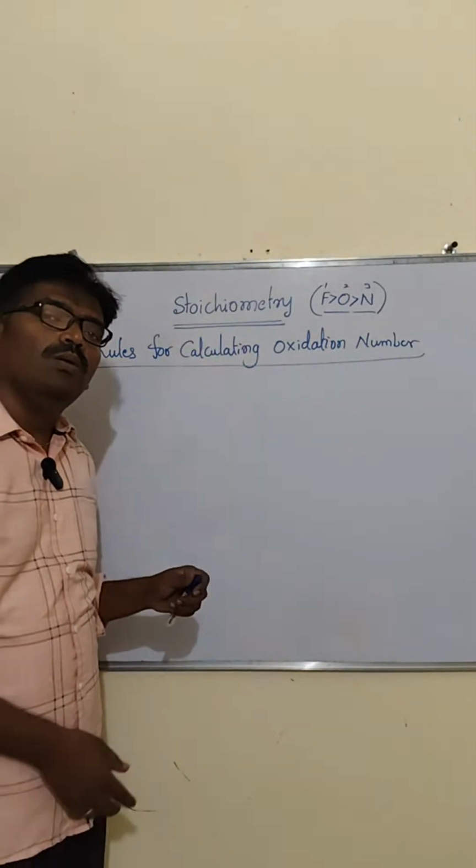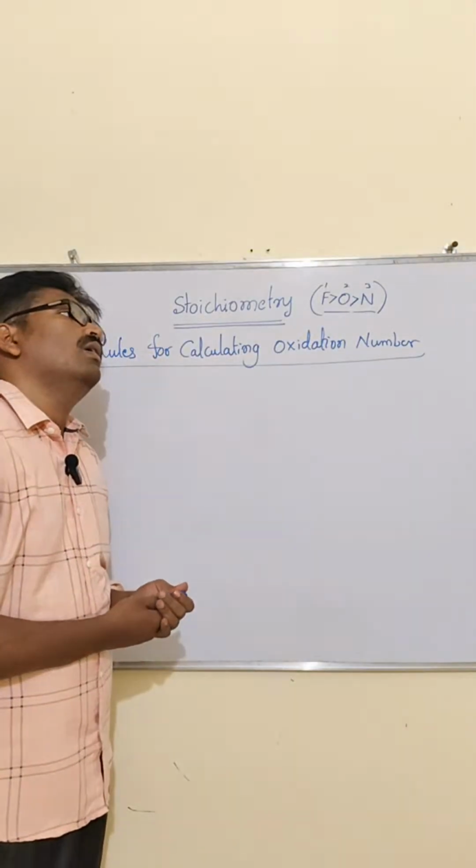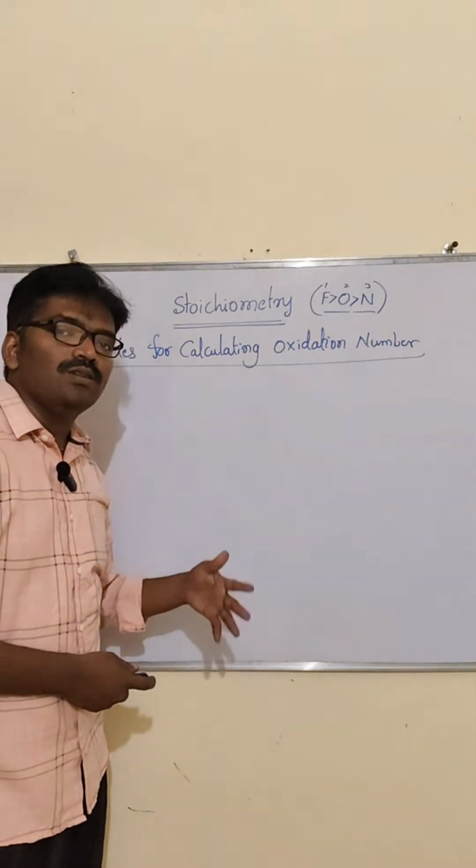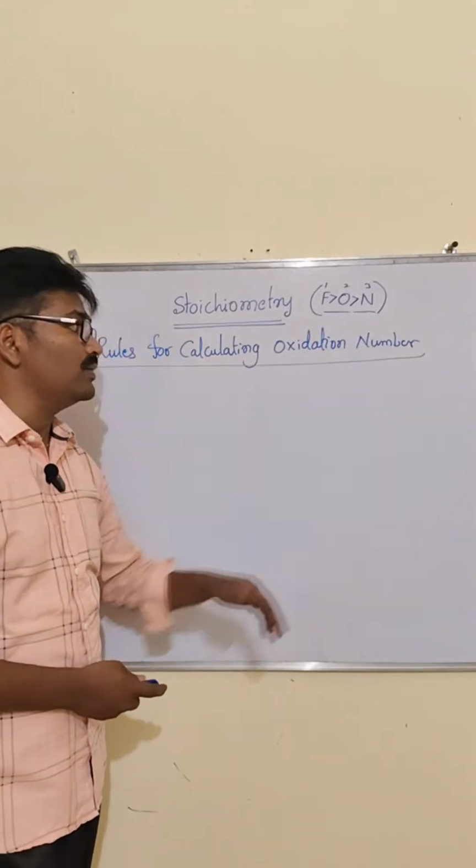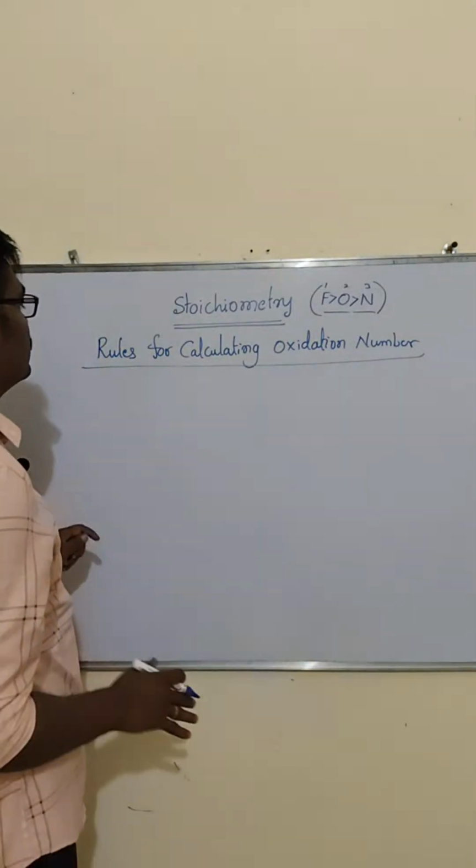In sodium hydride, hydrogen is -1 oxidation state, and magnesium hydrides too. Whatever the hydrides are there, not hydroxide, hydride H, there it is -1 oxidation state.